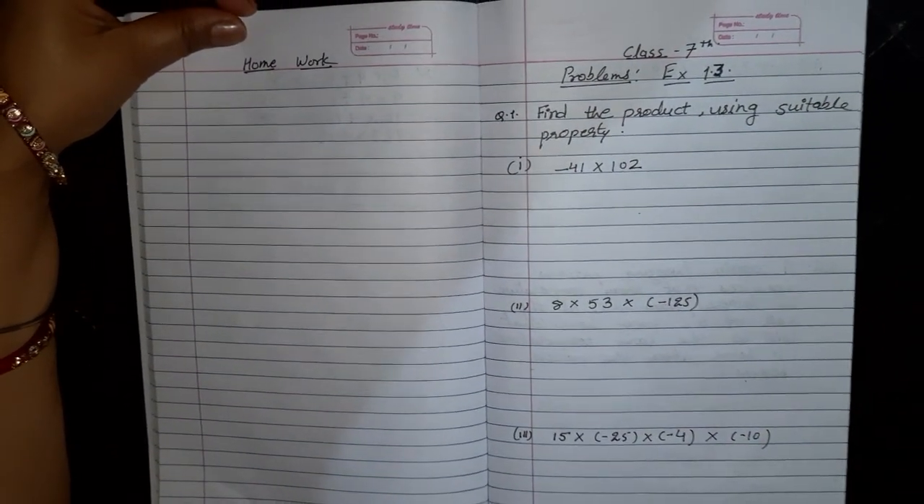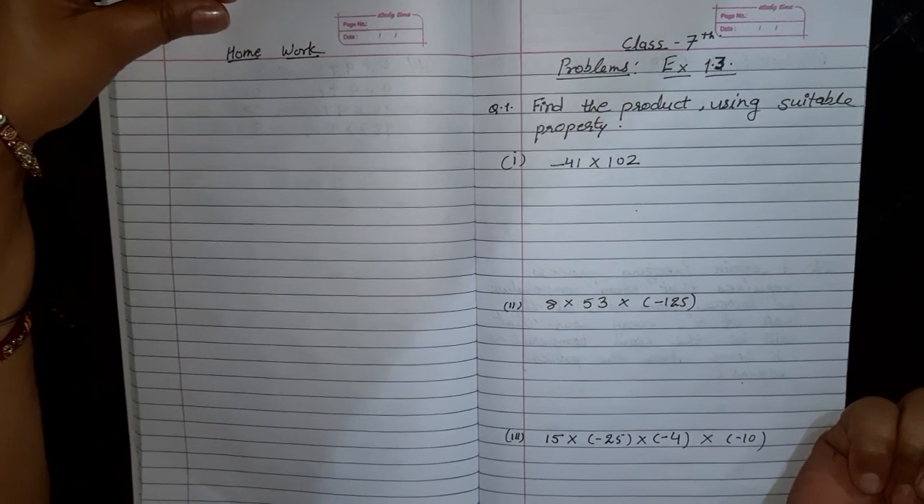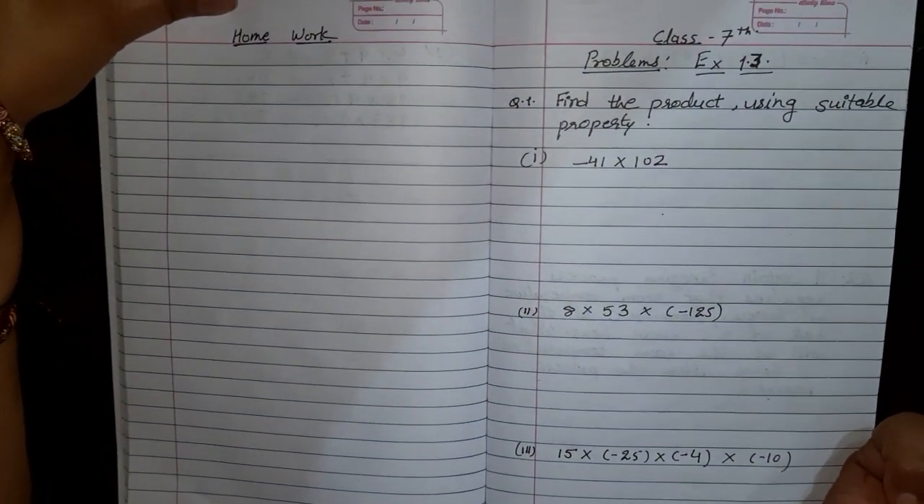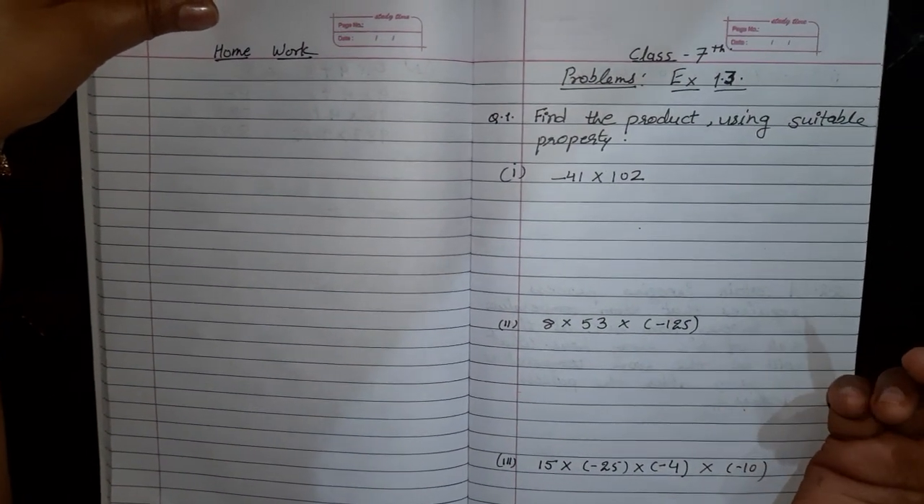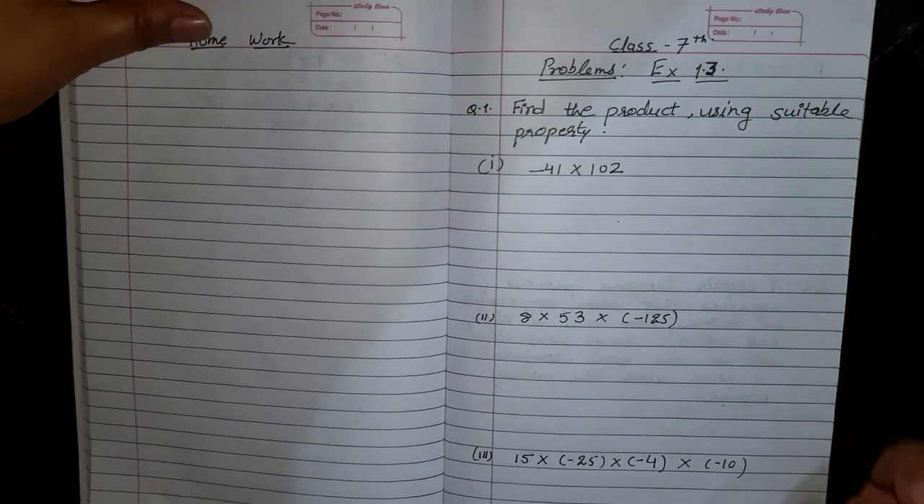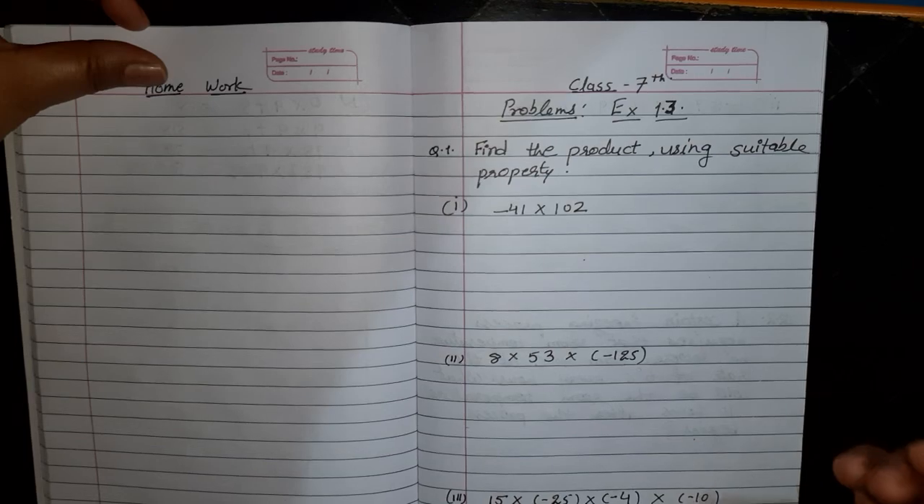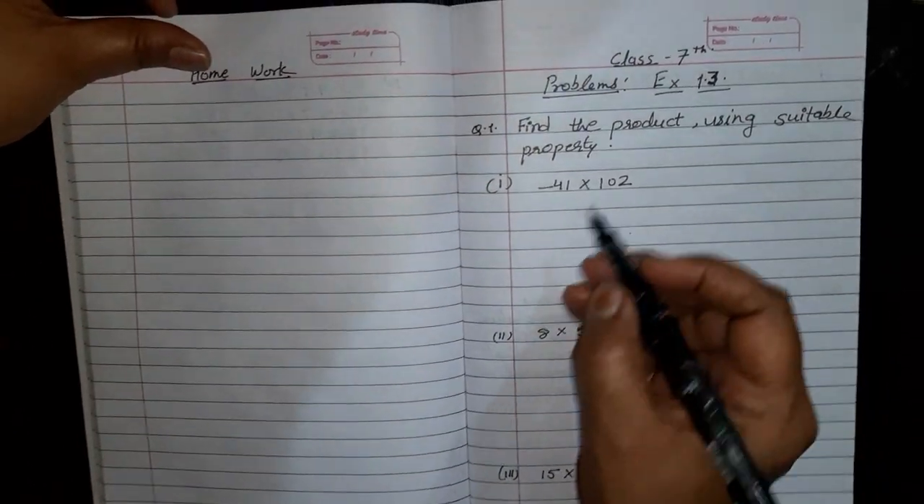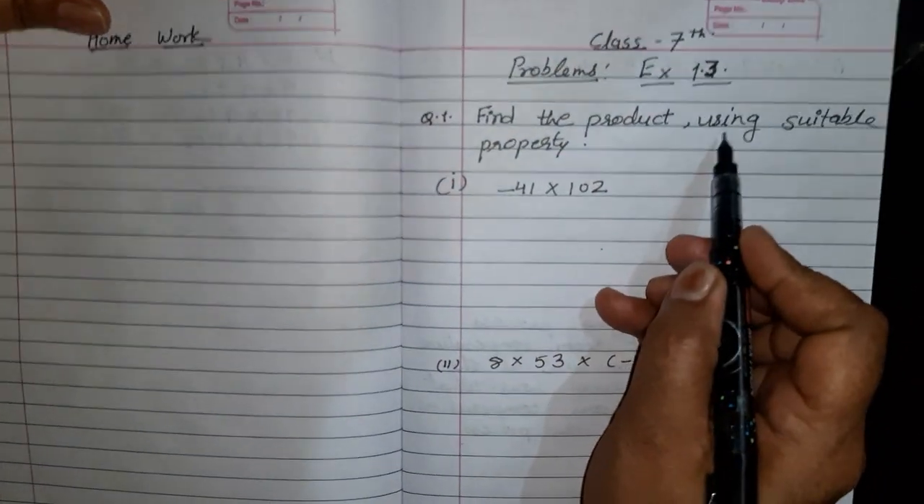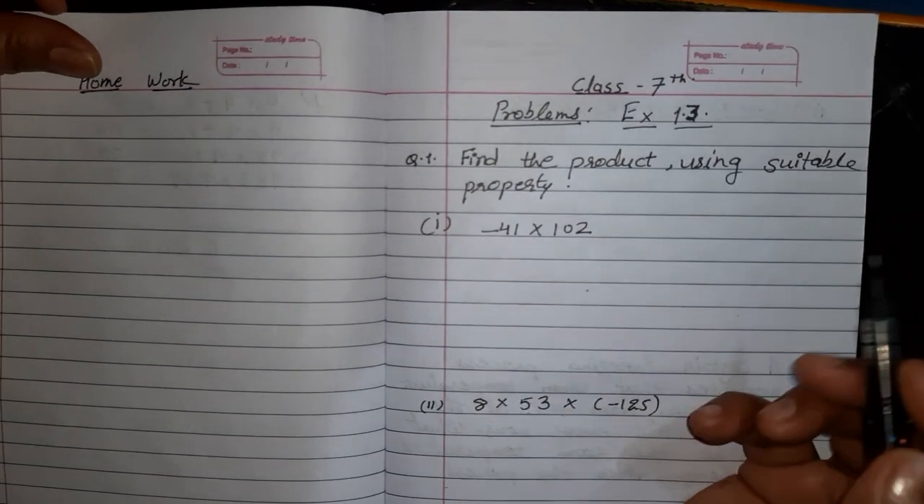As you have studied about the different properties of integers, today I have some problems from your Exercise 1.3. So let us do the problems. Look at it carefully and understand how it is done. Now see the first question. Here it is written, find the product using a suitable property.